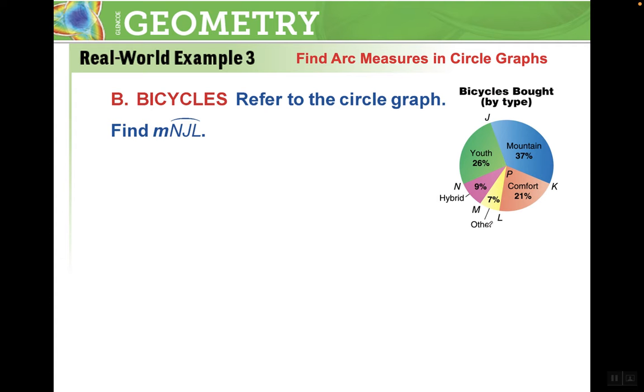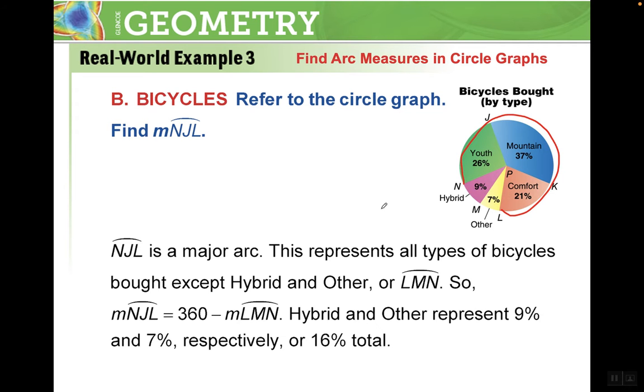Here's one, measure of arc NJL. So that's going all the way around. Okay, so a couple different ways. You could add these up and then multiply that percent times 360, or you could subtract it, however you want to do it. I think they do the subtracting thing, which seems like just an extra step to me, but whatever you want to do.